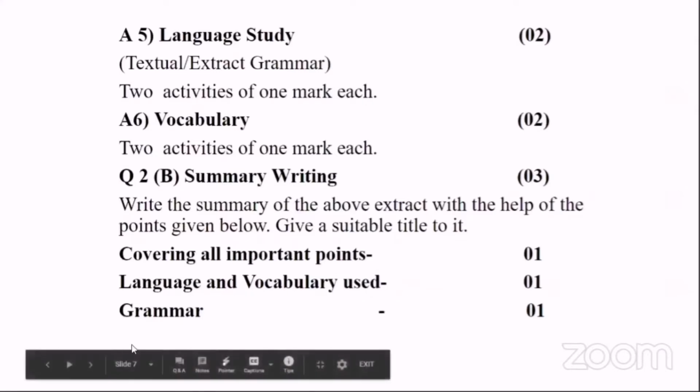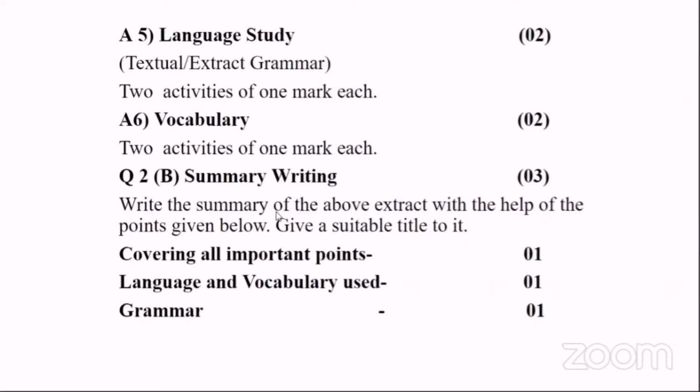Then summary writing. Now here is the catch. Write the summary of the above extract with the help of the points given below. So we have to give the points and give a suitable title. All these years, we were giving 1 mark for a suitable title. But this time we are not giving any mark for a suitable title, but yes, that is one of the important points. So the student has to cover all important points, that is 1 mark.